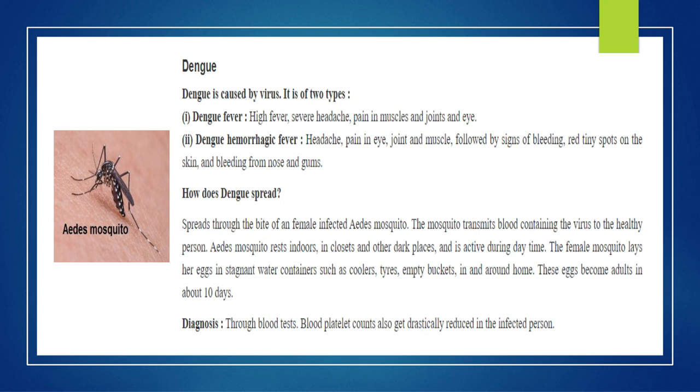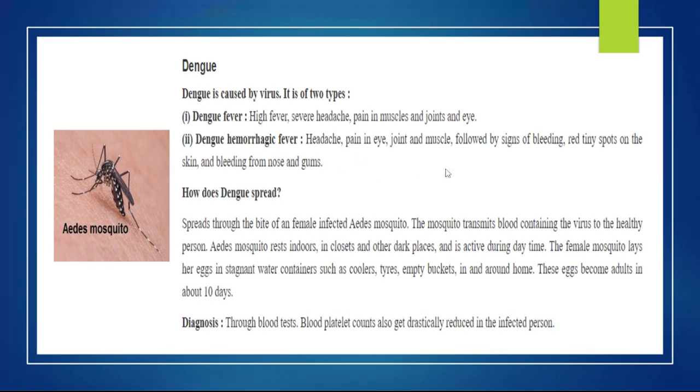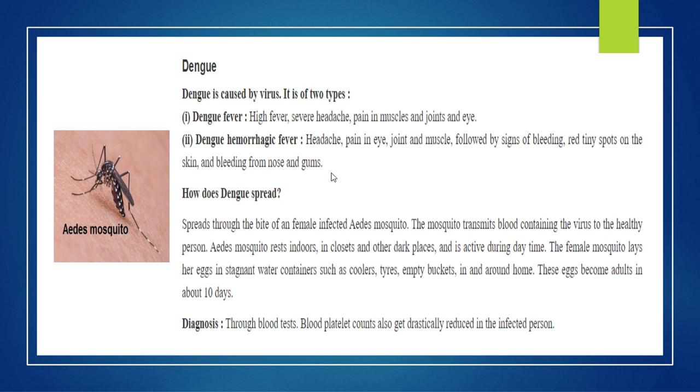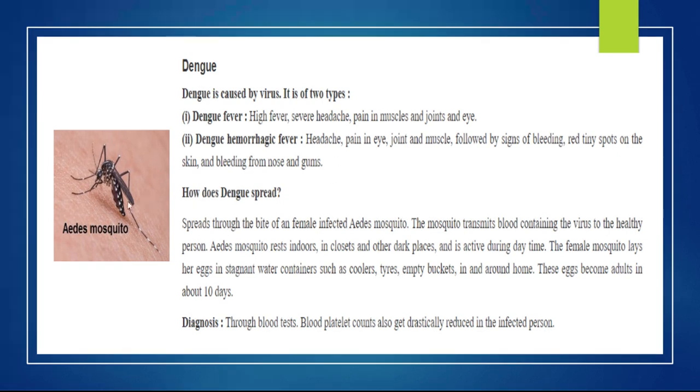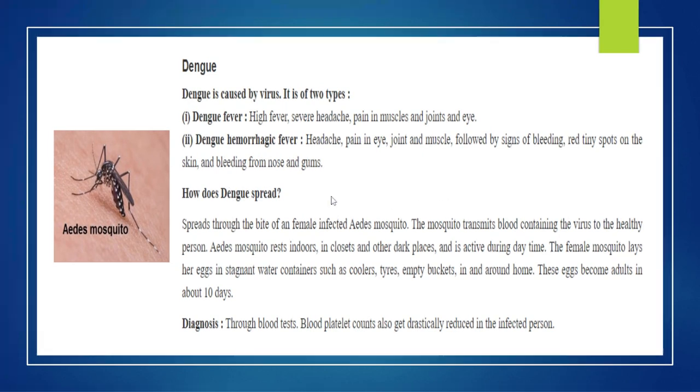Dengue is caused by a virus. Normally the dengue virus is classified into two types: dengue fever and dengue hemorrhagic fever. Hemorrhagic means what? Blood clotting. Normally the bleeding is called hemorrhagic. Okay. So the dengue spreads due to the Aedes mosquito. The Aedes mosquito transfers the viruses, you know.